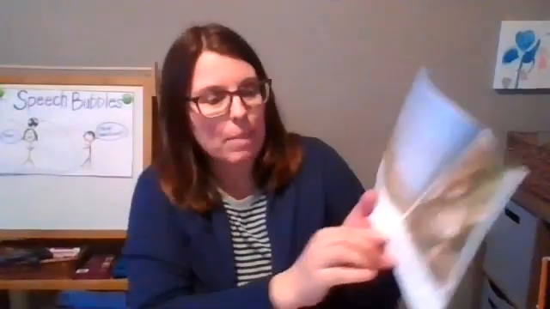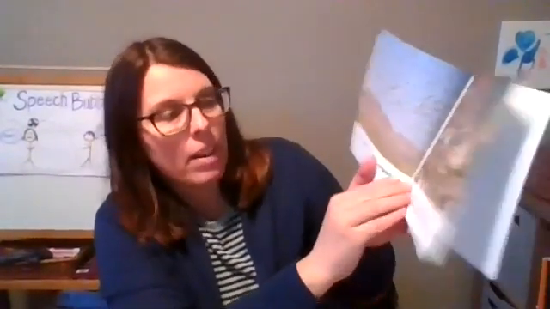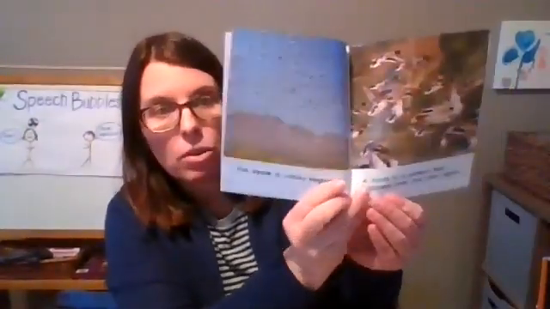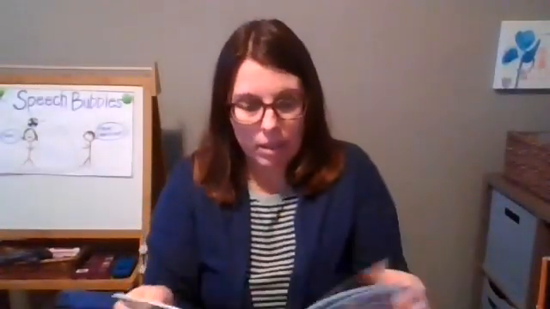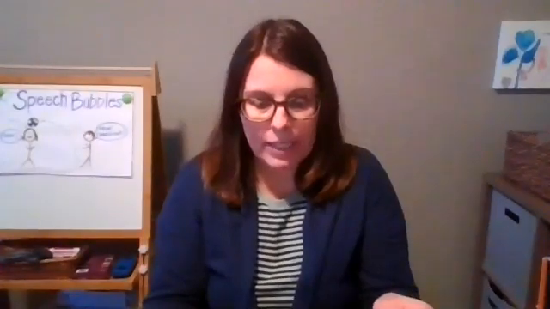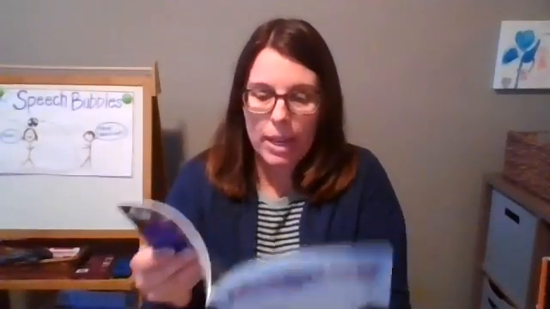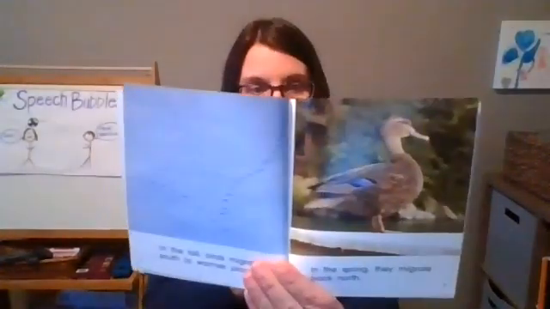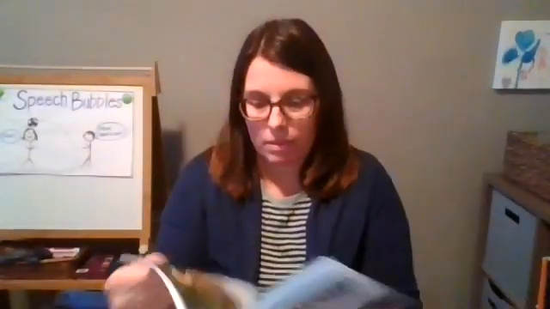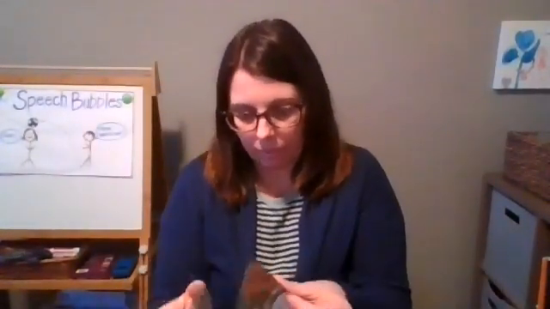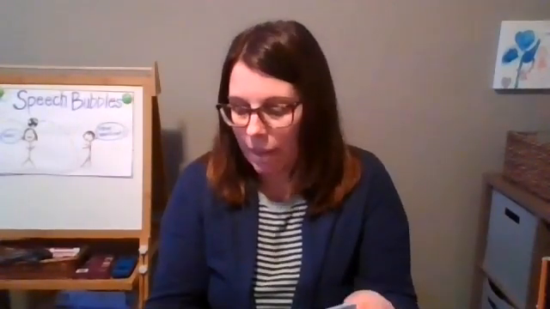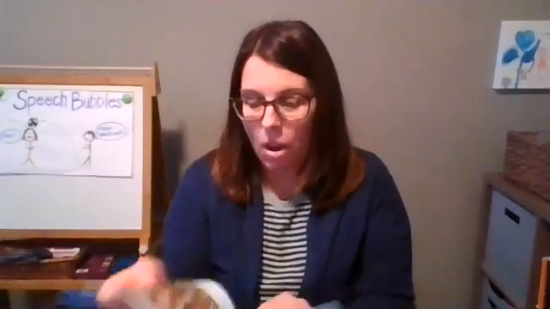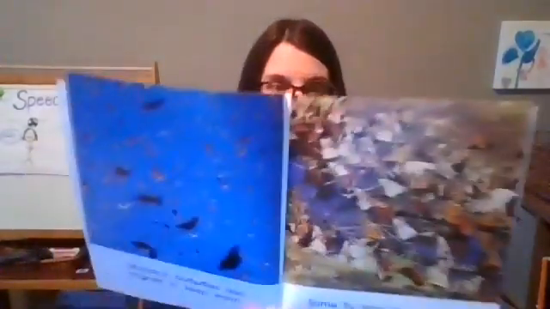Okay, let's start on this page again. A cycle is a pattern that happens over and over again. In the fall, birds migrate south to warmer places. In the spring, they migrate back north. Monarch butterflies also migrate to keep warm. Some fly from Canada all the way to Mexico.